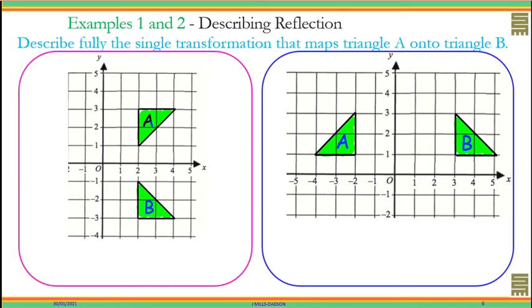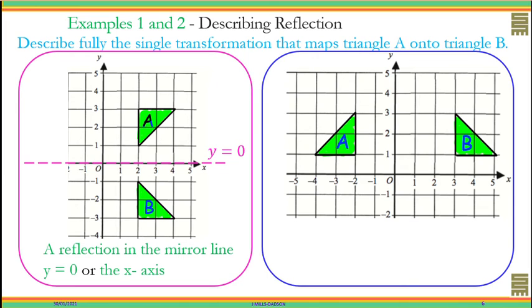So look at the first one. You realize that you need to identify the mirror line, which is going to be the x-axis or y equals 0. So we say if this is y equals 0 or the same as the x-axis, then we can say that this is a reflection in the mirror line y equals 0 or the x-axis. Whichever you use is the same. So it's a reflection in the mirror line y equals 0.